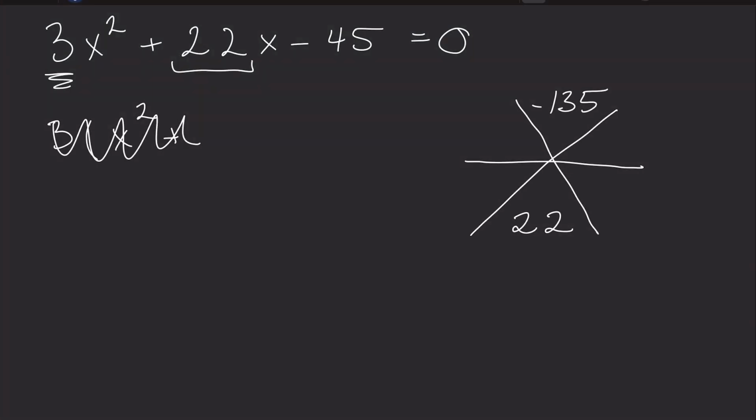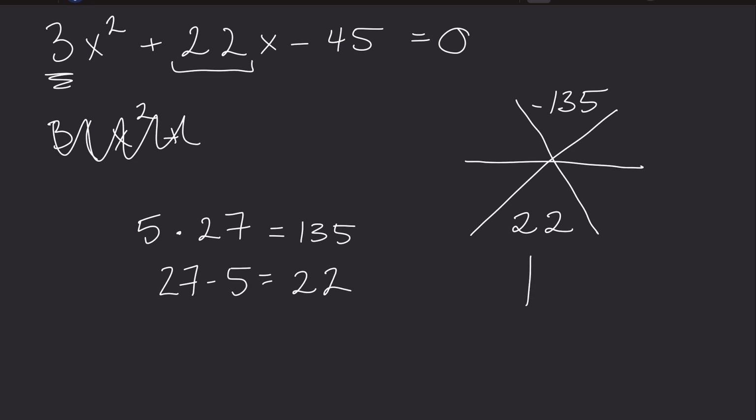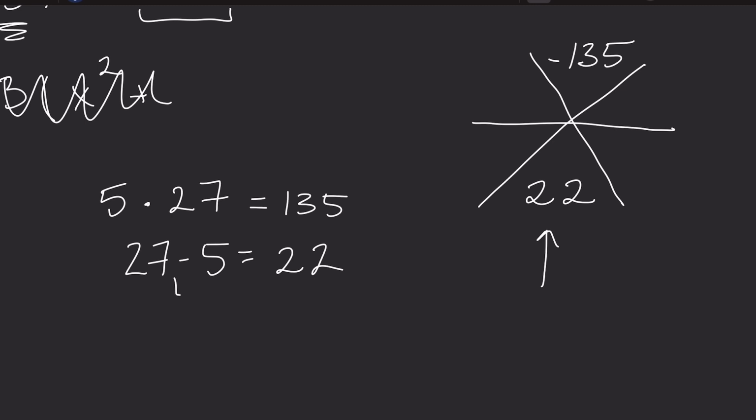And I see that 5 and 27 have that relationship to be 22. So if I write over here, 5 times 27 equals 135. Then we know 27 minus 5 is 22, which is the number we need them to add to. And this will also show us that we need our 5 to be negative. So we're going to have 27 and negative 5.